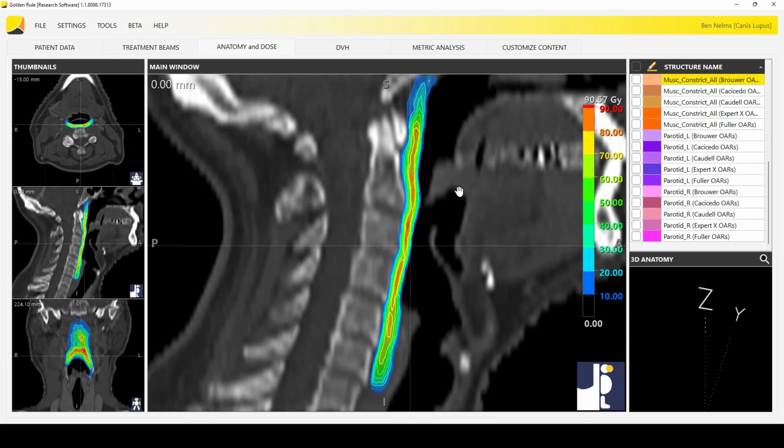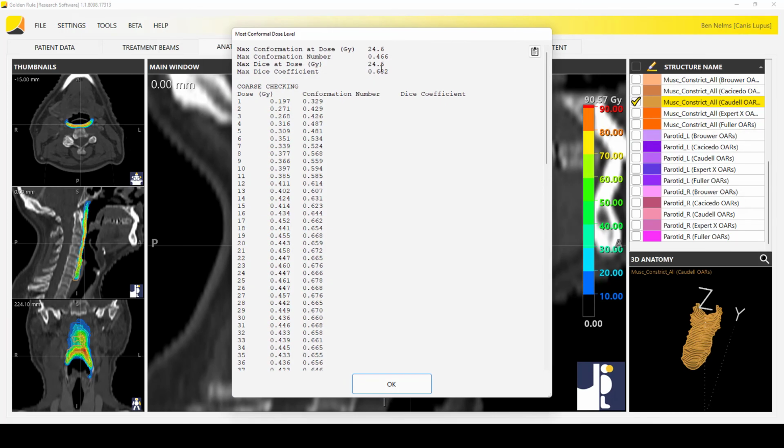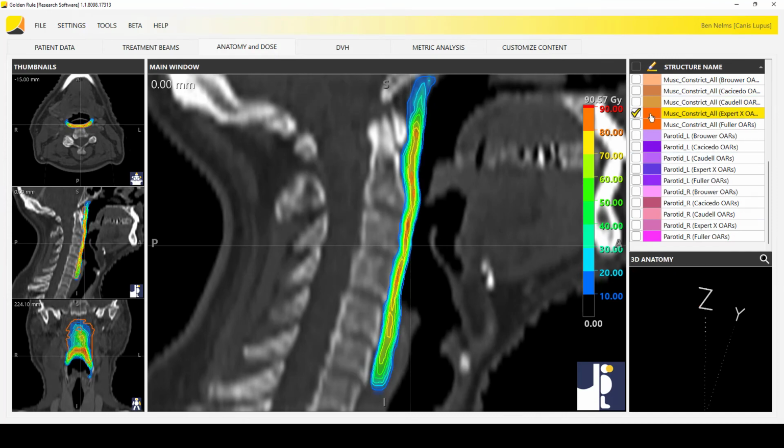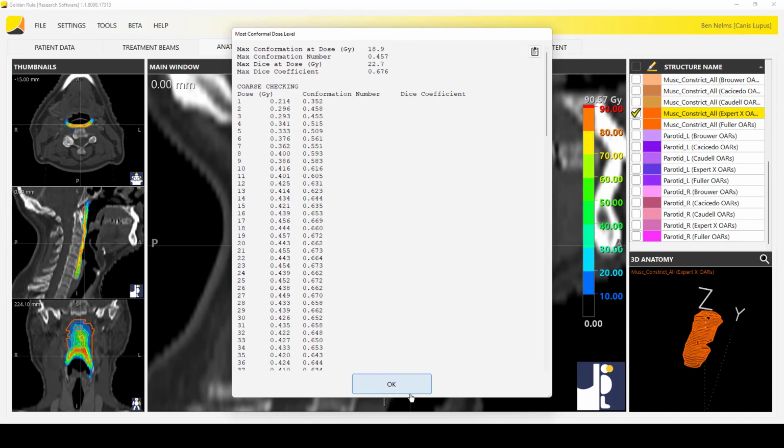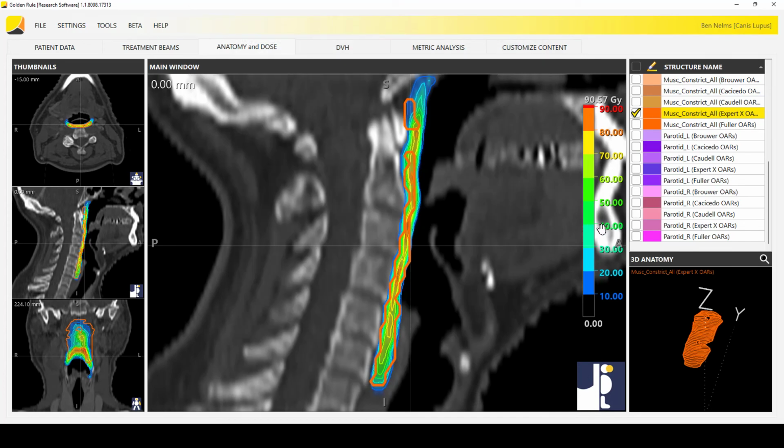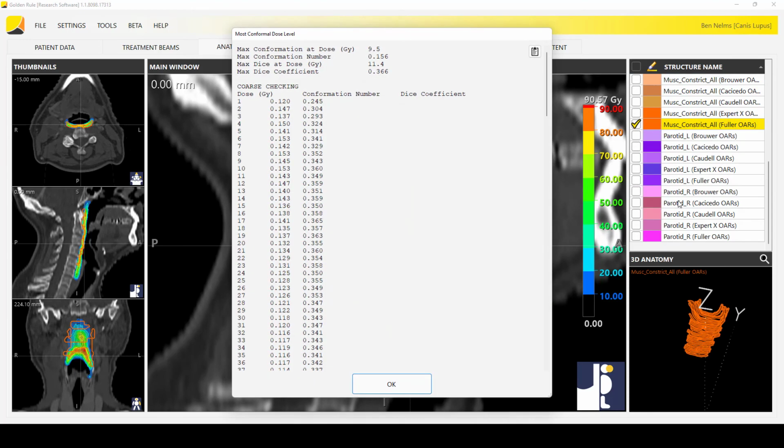All right, so now the moment of truth. Let's do a rundown of the metrics of variation. Oh, well, one thing we didn't do was see what the level of agreement is for this particular structure. So the max Dice coefficient with any of the consensus lines here is less than 0.7, so 0.682 for Dr. Caudell. Let's go with our expert X again, 0.67. So we're not going to get real high agreement with the population, and that's going to happen when the variation is so high. There's even a lower one. The max agreement there is 0.366.